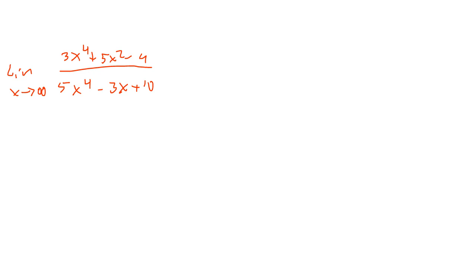3/5 is correct. And the reason it's correct is because if the highest power on top and bottom are exactly the same, then all we do is take the numbers in front, 3/5. Now, what happens if the powers aren't the same? Let's say I have the exact same problem, but this is to the 7th power: 3x to the 7th plus 5x squared minus 4 over 5x to the 4th minus 3x plus 10.